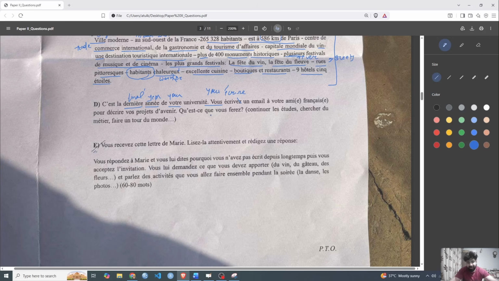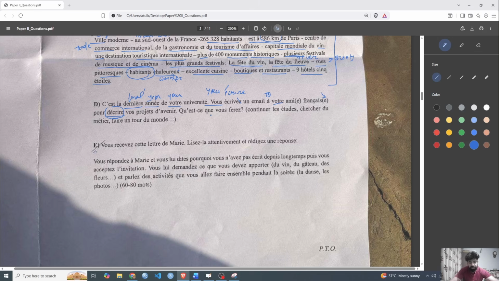an email to your votre ami, your friend. Francis, so basically this is used for a female friend. You can write it for a male or female friend, depends on you. For écrire, basically, I told you, this is to describe your projets d'avenir. So this is quite interesting.